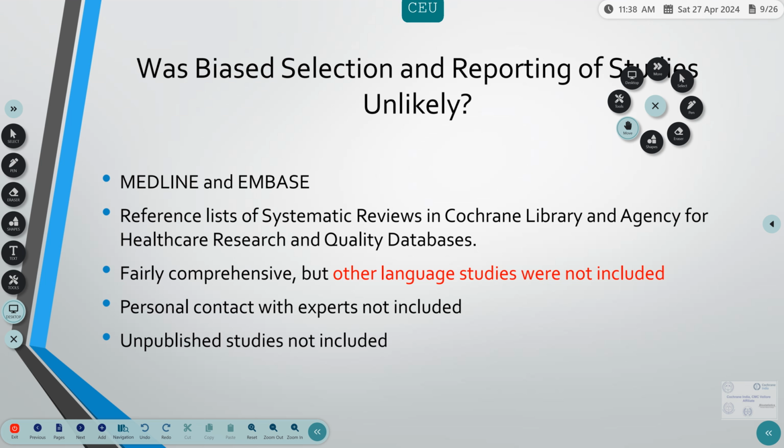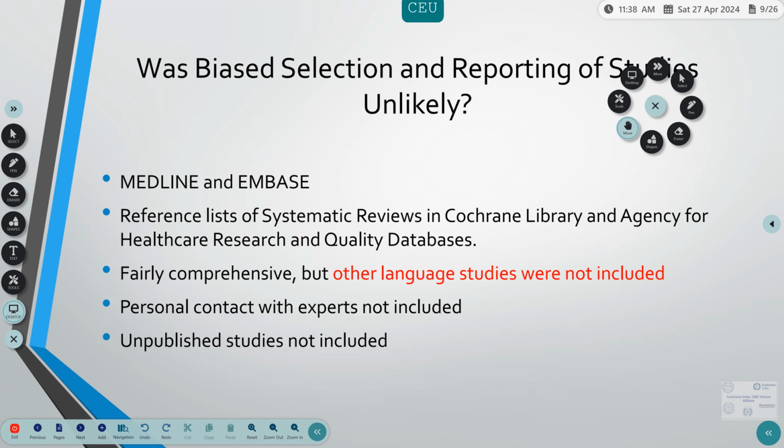So the second question is, was the bias in selection and reporting of studies unlikely? For this, we look at how the studies were taken, how the different RCTs were chosen. Like what Sir was saying, we're supposed to go through the literature in an exhaustive manner. So all the databases which are there, we're also supposed to look at other language studies. We're also supposed to look at trial registries. So they've only looked at the Medline and Embase databases.